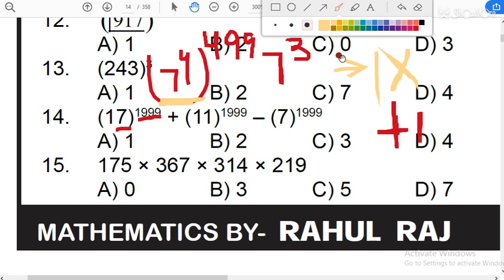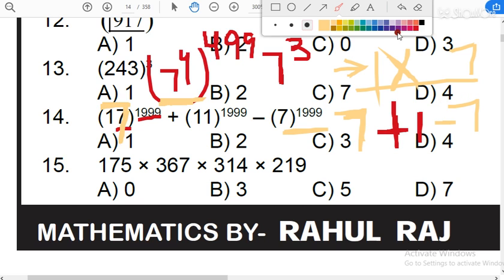7 times 7 is 49, 49 times 3 is 9... 3 times 9 is 27, so it will give me 7 as the unit place. So 1 into 7, 7 is the unit place of this one. This expression 17 raised to the power 1999 will give me 7 as a unit place, and this will also give me 7 as unit place, because there is no difference between 7 raised to the power 1999 and 7 raised to the power 1999, so it will be minus 7.